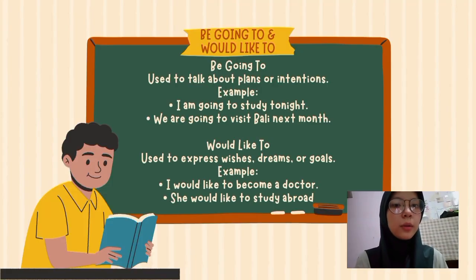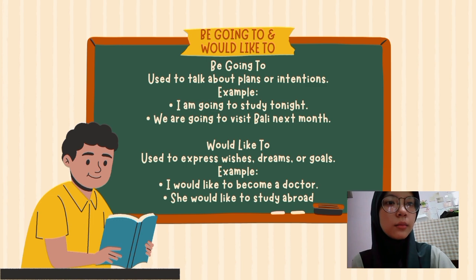Here's a simple comparison. Be going to is used for plans or intentions that have already been decided. For example, I am going to study tonight. On the other hand, would like to is used to express wishes, dreams, or ambitions. For example, I would like to become a doctor. So, remember, be going to is for plans, while would like to is for hopes and goals.